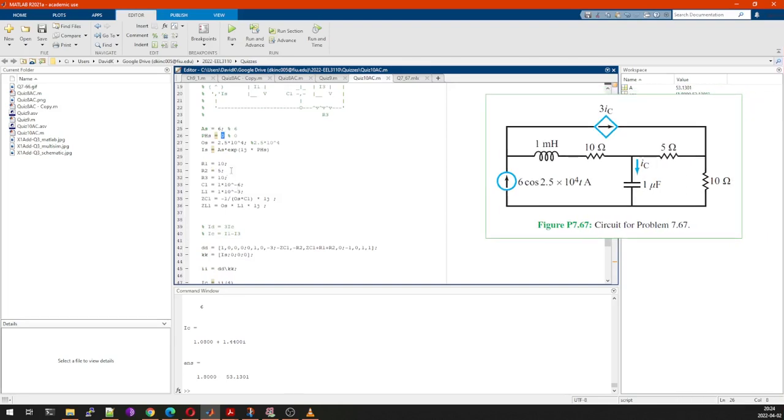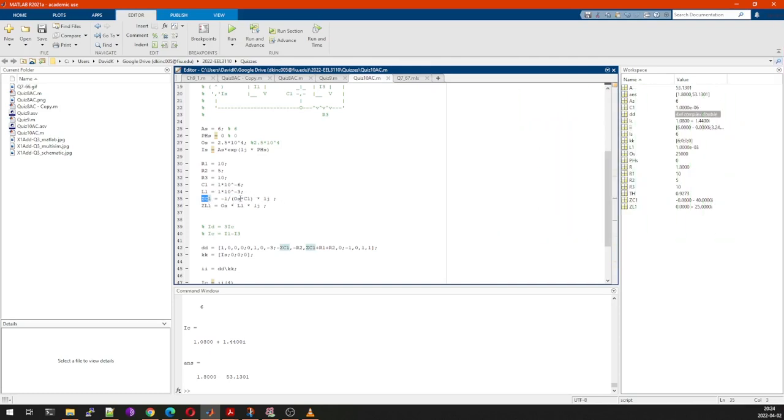Coming down to our component values, we have our R1, R2, and R3: 10, 5, and 10. We have our C1 and L1, which are the actual capacitance and inductance values. And then we have ZC1 and ZL1, which are our impedances. You can see ZC1 is negative 1 over whatever, and ZL1 is omega source times L1. That's an O, not a 0.